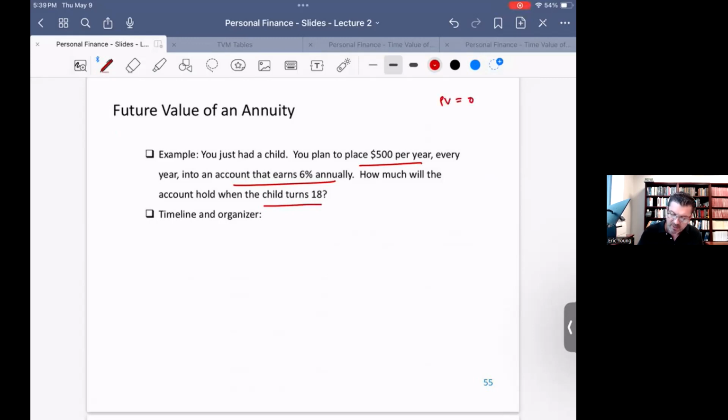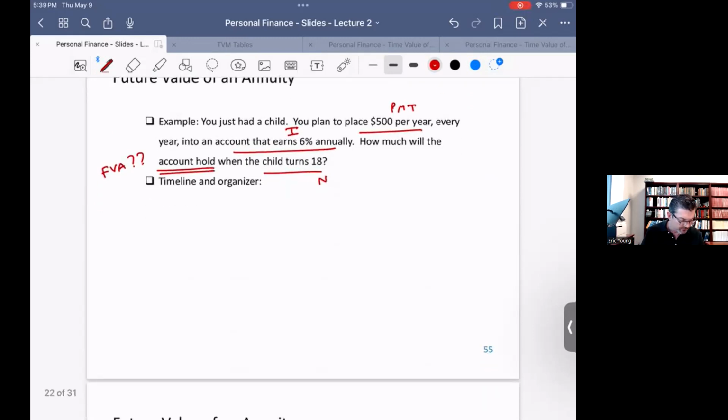The amount that you're going to place every year is your PMT. The 6% is your I. The child will turn 18. That's 18 years. We're solving for this. How much will the account hold? What will be in the account? And that, my friends, is the missing variable, the FVA. We can do this in a couple of ways. Let's do the organizer first.